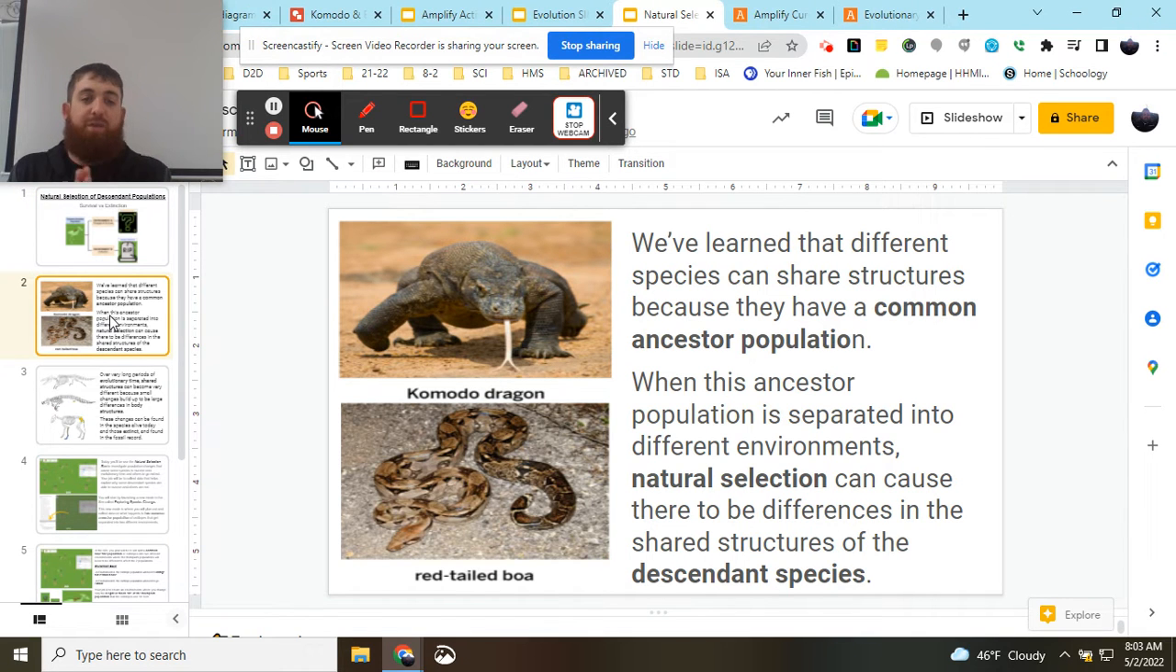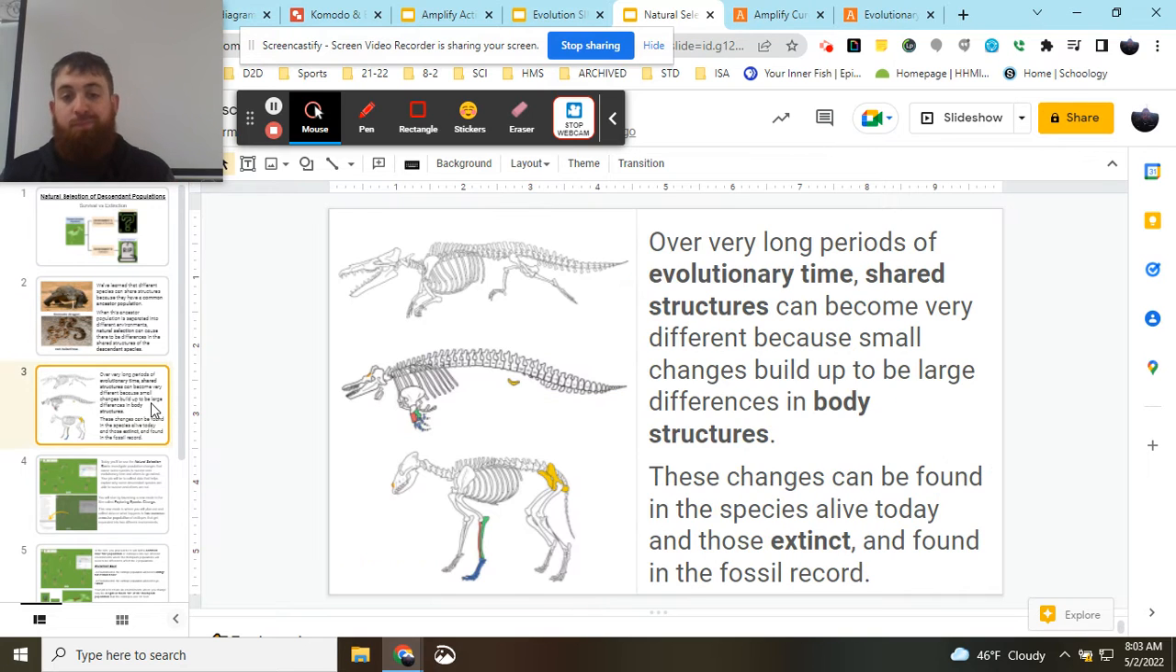So at this point, we've learned that different species can share structures because they have common ancestor populations that they both descended from. When this ancestor population is separated into different environments, natural selection can cause there to be differences in the shared structures, whether it's the Komodo dragon or the red-tailed boa or even our mystery fossils. Over very long periods of evolutionary time, shared structures can become very different because small changes build up to be large differences. So, small changes lead to different lengths, sizes, shapes, placements of all of these different structures.